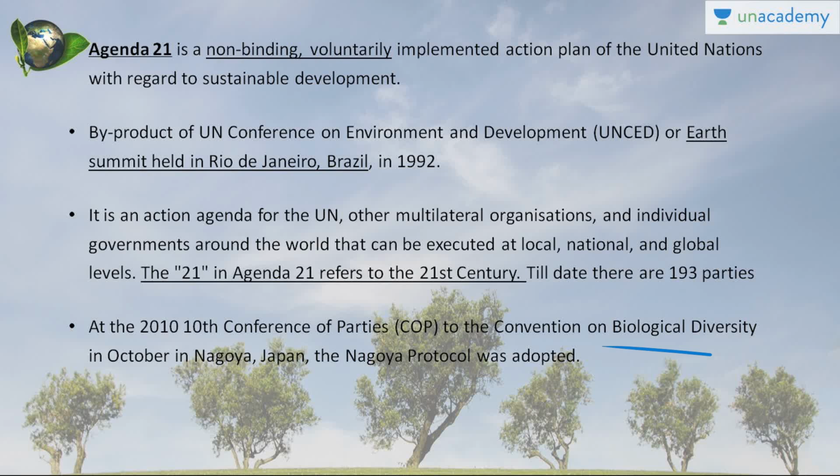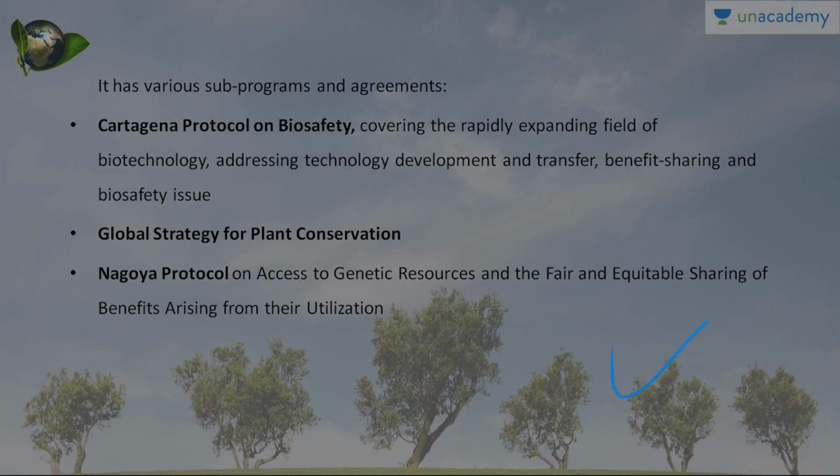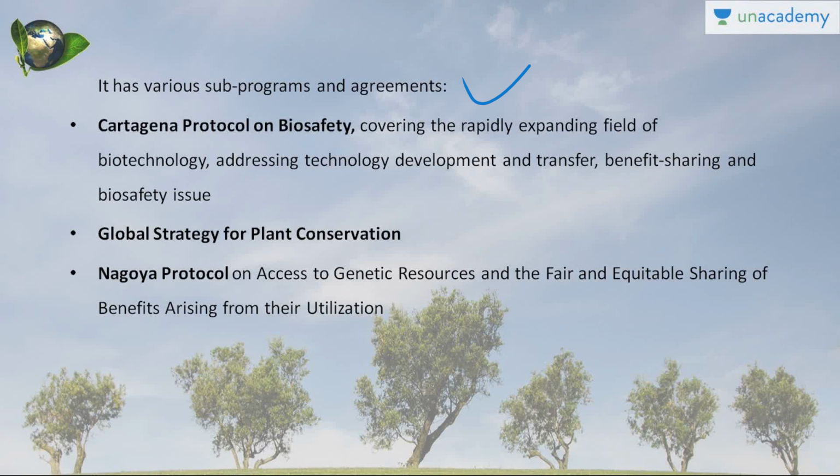Until date there are 193 parties to it, and at the 2010 10th Conference of Parties to the Convention on Biological Diversity in Nagoya, Japan, the Nagoya Protocol was adopted. So this is also very important, and it has various sub-programs and agreements. They include these three, which I will be discussing in a subsequent lecture. The Cartagena Protocol on Biosafety covers the rapidly expanding field of biotechnology, addressing technology development and transfer, benefit sharing, biosafety issues, etc. Then you have the Global Strategy for Plant Conservation, and then the Nagoya Protocol on access to genetic resources and the fair and equitable sharing of benefits arising from their utilization.